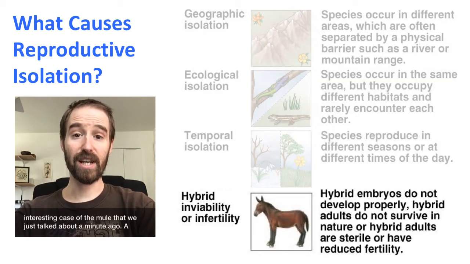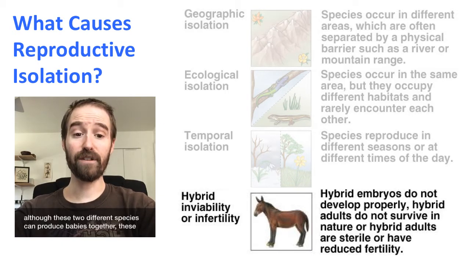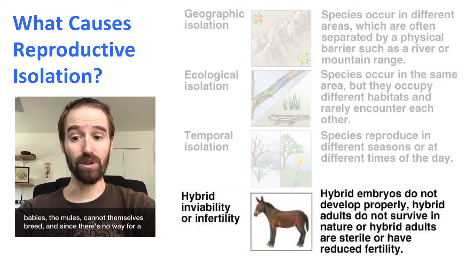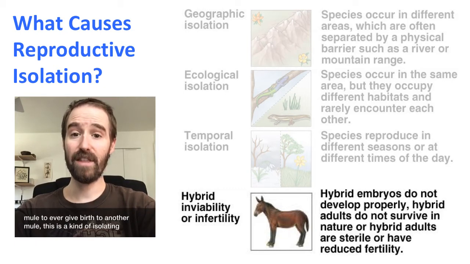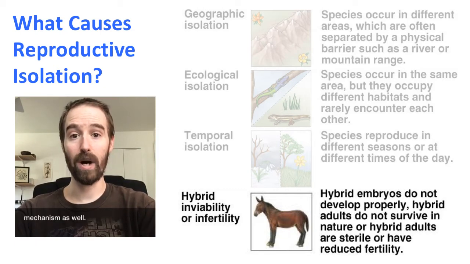Then there's the interesting case of the mule that we just talked about a minute ago. A mule is the offspring of a mating between a horse and a donkey, and although these two different species can produce babies together, these babies, the mules, cannot themselves breed, and since there is no way for a mule to ever give birth to another mule, this is a kind of isolating mechanism as well.